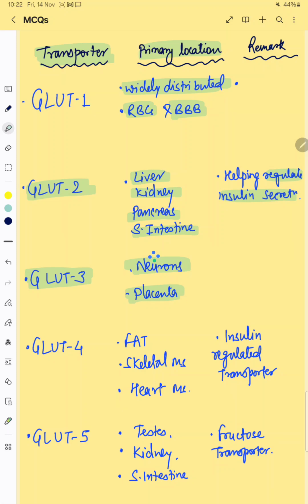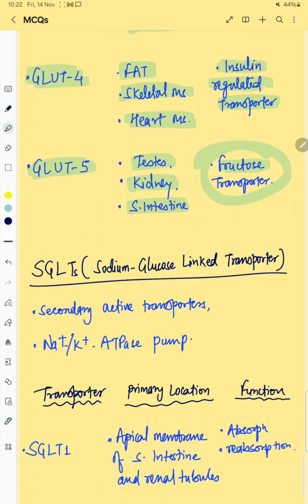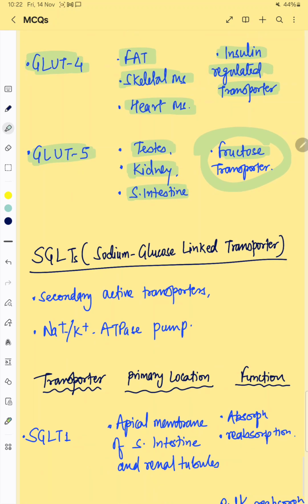in these vital tissues. Glucose transporter 4 is primarily present on adipose tissue, skeletal muscle and heart muscle. This is an insulin-regulated transporter and plays an important role in insulin resistance and diabetes mellitus. Glucose transporter 5 is primarily present on testes, kidney and small intestine and plays an important role in fructose transport. As we know, fructose is a primary fuel for the sperms.